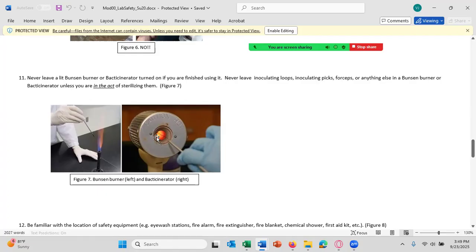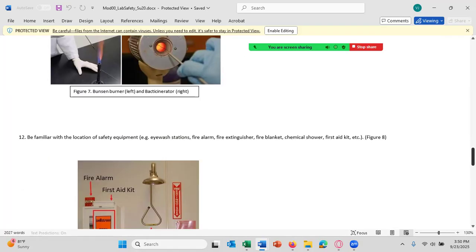If you look closely right there, the tip of the loop is turning red hot. You need this portion of the loop, the wire portion, also to be red hot, and that's to sterilize it. Then you cool the loop, either by letting it sit for 20 or 30 seconds in the air, or you can cool it by touching a sterile agar plate, for example, and cooling the tip of the loop immediately. And then you can use the loop.